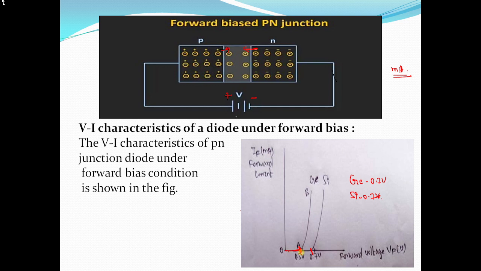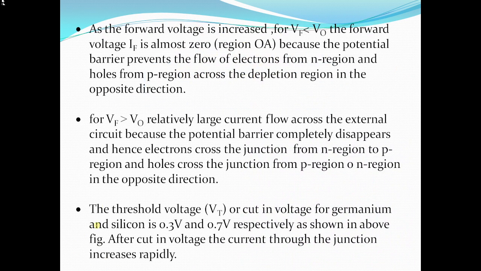The current is 0, which means there is no flow of charge carriers. After 0.3 volts for germanium, what happens as the voltage increases? Current also increases. For silicon it is 0.7 volts. After 0.7 volts, as the forward voltage increases, forward current also increases. So this is about the characteristics of a PN junction diode under forward bias.